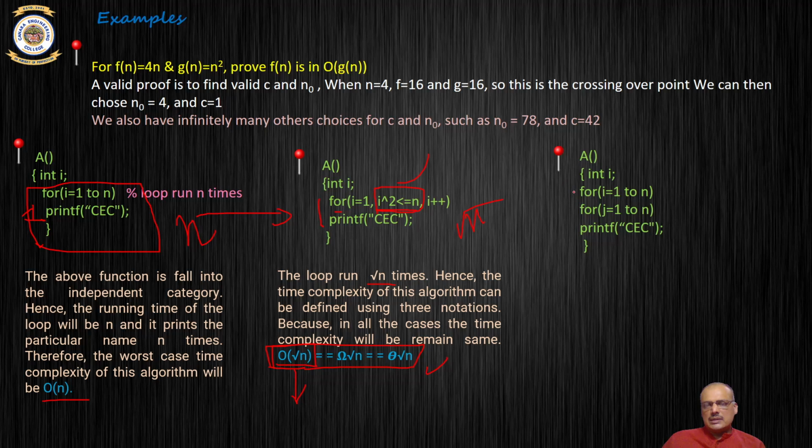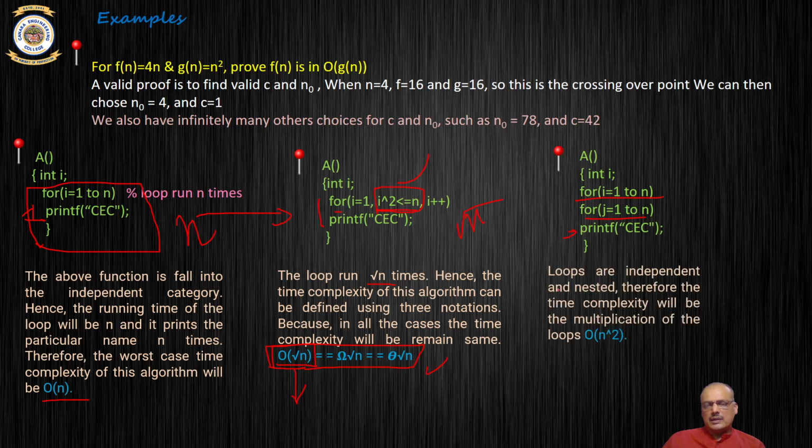What about this? You should be very well aware of it, the square root square, right? So this runs n into n times. So we say the big O of this particular code is O of n square, because this runs n into n times, which we had talked about in my previous video.